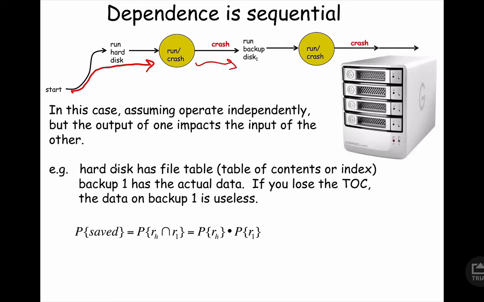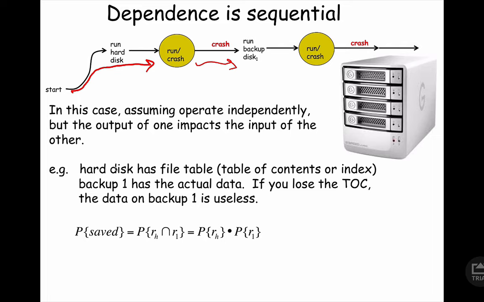Okay. So in that case, we'd express the probability of information being saved. And you'll notice it's different from when we showed the parallel circuit before, right? In this case, the probability of information saved means that our table of contents drive has to run. It can't crash. And at the same time, our data drive, R1, it has to run. So we have the probability of RH and R1.